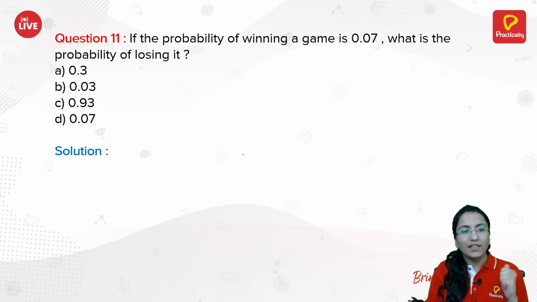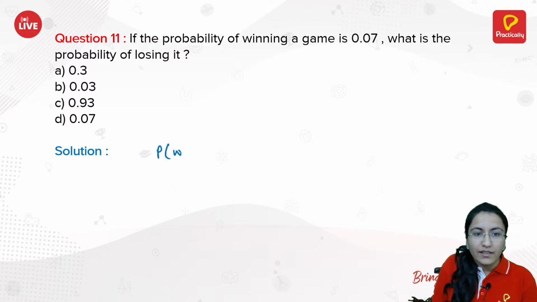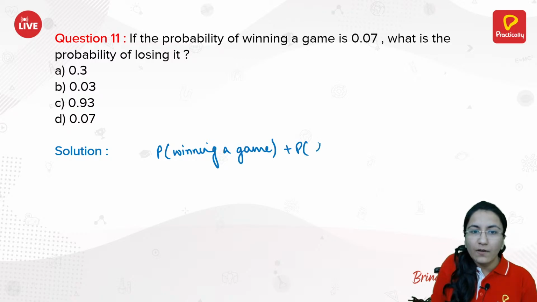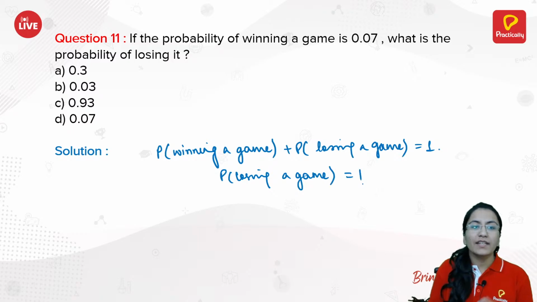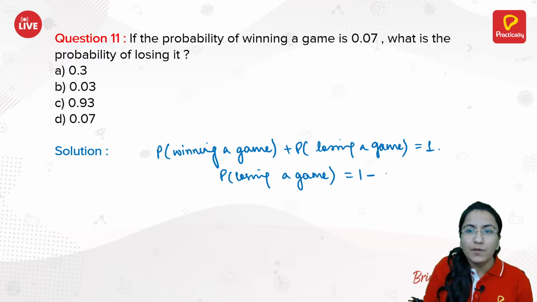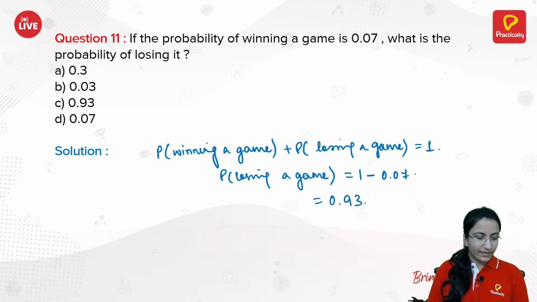So same thing we need to use: probability of winning a game plus probability of losing a game is 1. So that means you have probability of losing a game as 1 minus probability of winning, that is 1 minus 0.07, that is 0.93 as the correct option.